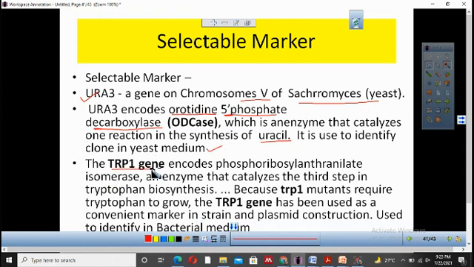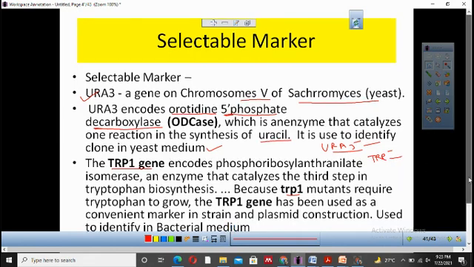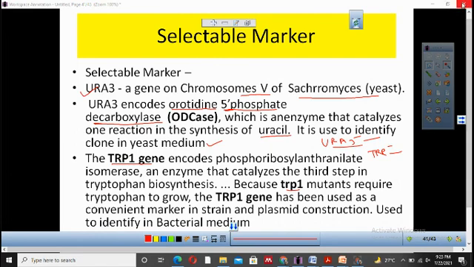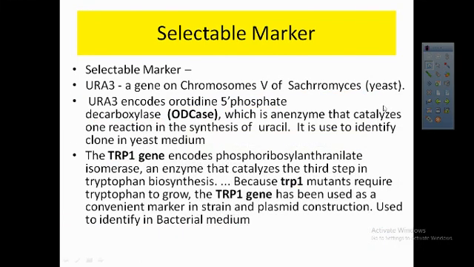Similarly, TRP1 is an enzyme, phosphoribosyl anthranilate isomerase, which can lead to the formation of tryptophan. So when it is URA3 minus and TRP1 minus, these are the auxotrophs. They cannot synthesize uracil in its absence, and they also cannot form colonies in the absence of tryptophan. So these two are the markers.